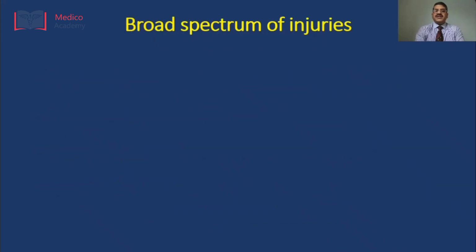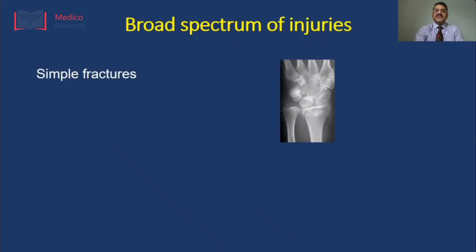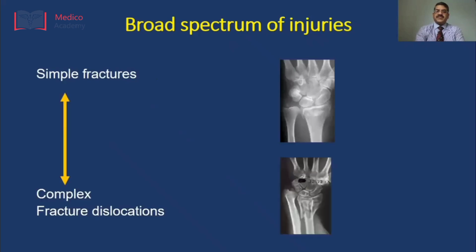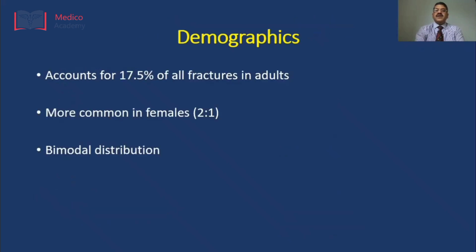Now you have to realize that distal radius fractures are quite heterogeneous and represent a broad spectrum of injuries which can range from very simple fractures all the way to complex fracture dislocations. Regarding the demographics, they are very common and account for about 17.5% of all fractures in adults.